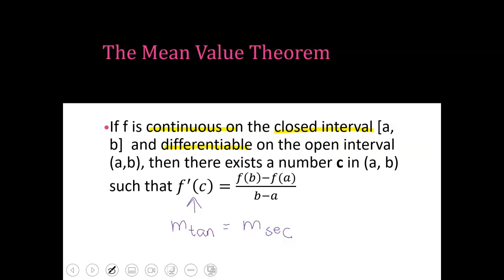The slope of the tangent must equal the slope of the secant, meaning the slope of the tangent and the slope of the secant are parallel to each other at the endpoints and at C. So the equation of the tangent line will be parallel to the slope of the secant line at that point C. You are guaranteed that C exists if the yellow highlights are true.